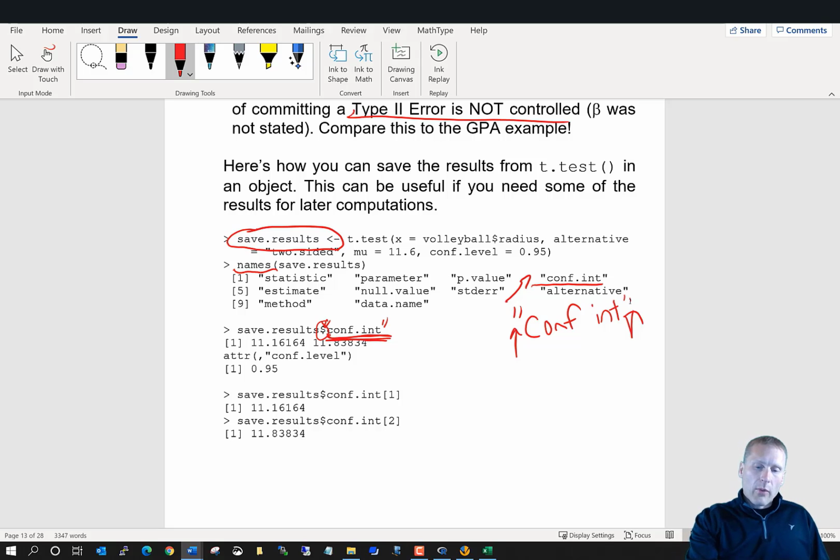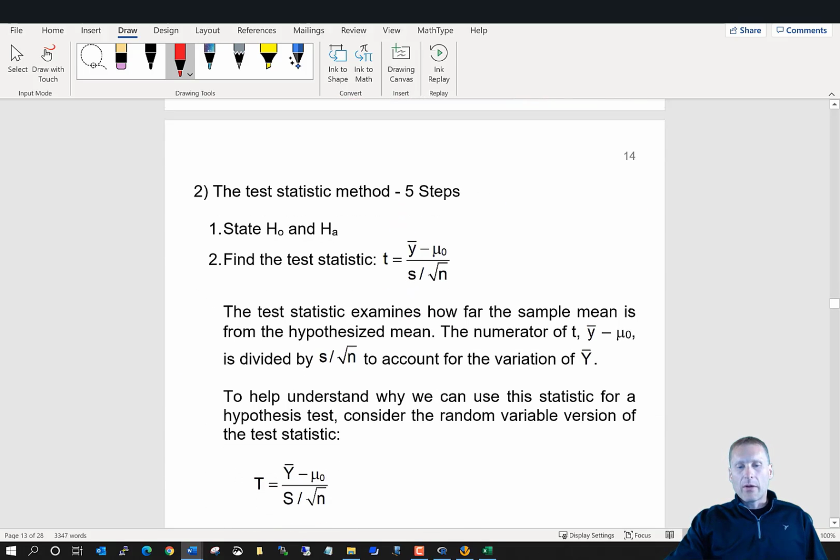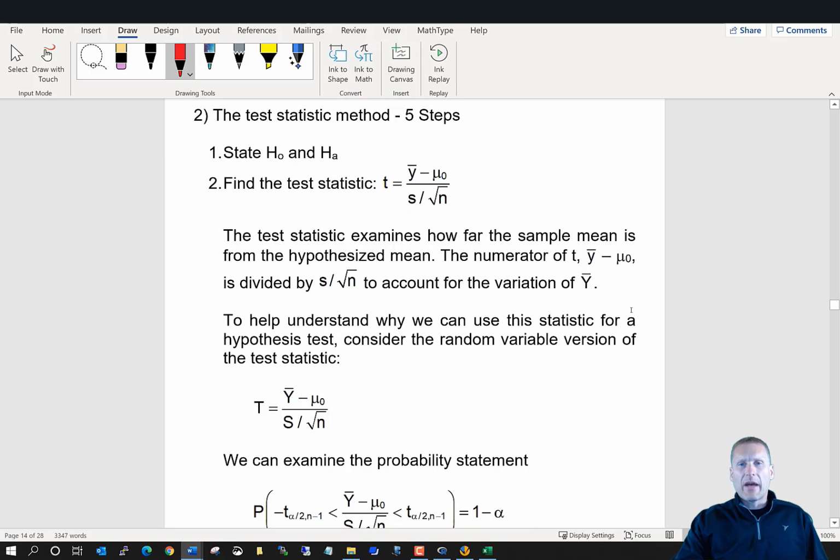Now, R recognizes this conf.int as a vector that has two elements in it, so I can pull out individual elements of that vector by using the correct syntax. Okay, so the confidence interval method is not too bad. It's very similar to what we did in the confidence interval section. Now we're more formally stating a set of hypotheses to work with.